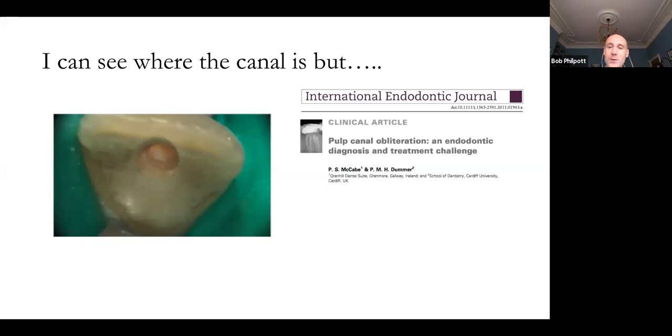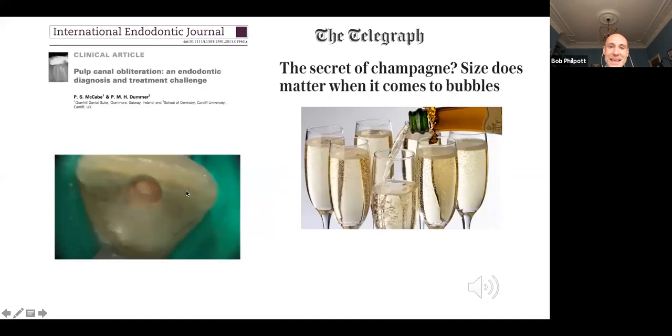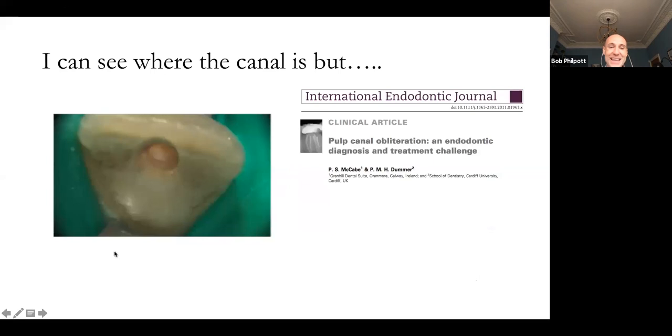It's done by an endodontist in Galway in Ireland. He also works in Cardiff with Paul Dummer, who's the editor of the International Endodontic Journal. So for someone in practice, he's produced a lot of literature that is very, very relevant. And I think that's important, because it's not just academic stuff. This paper talks a lot about the incidence of canal obliteration. It talks about the presentation of it, this discolored central, for example.